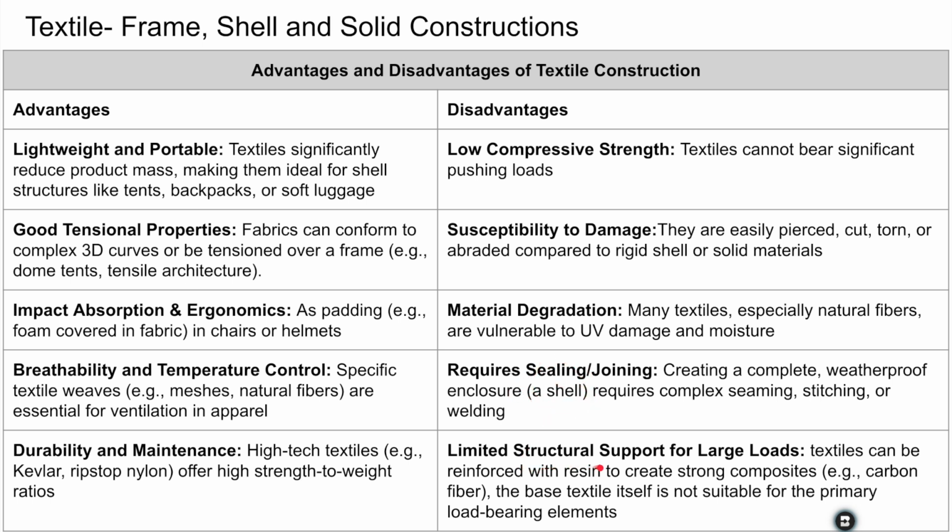There's limited structural support for large loads. Textiles can be reinforced with resins to create strong composites. The base textile itself is not suitable for primary load-bearing elements, though.